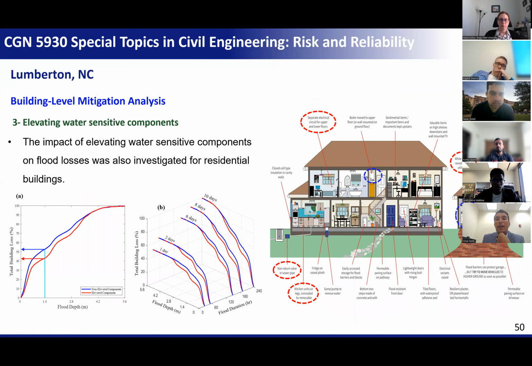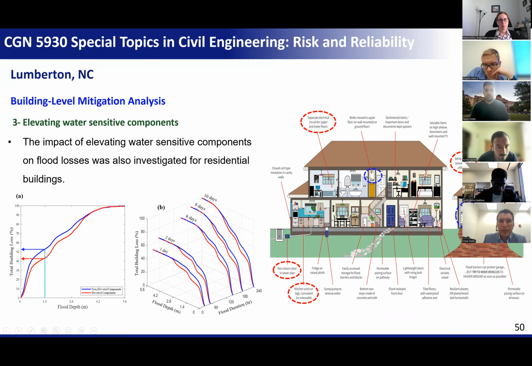Also, we studied the impact of elevating components. If you elevate the water sensitive components, you will not be exposed to flooding at the original depths, like the TV on the ground floor. If the water reached maybe 1 meter, the TV is gone. But if you elevate it 3 meters to the second floor, you save the TV. Here the blue curve is without any elevated components, and the red curve is if you elevated the water sensitive components.